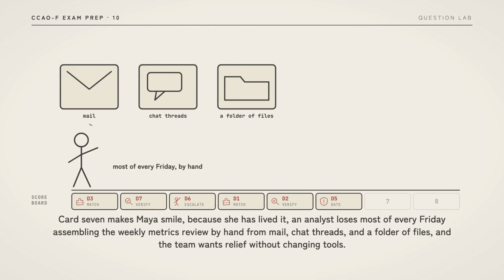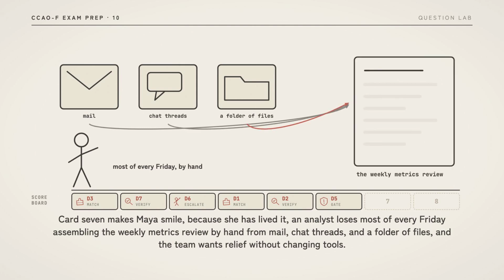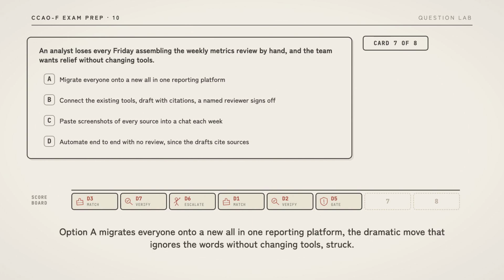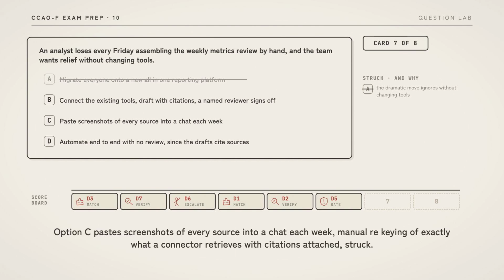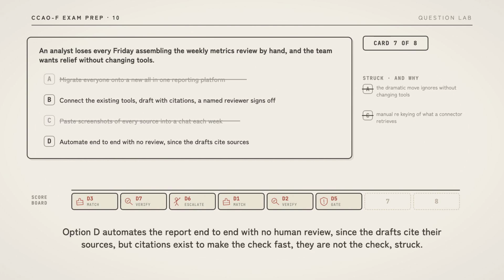Card 7 makes Maya smile because she has lived it. An analyst loses most of every Friday assembling the weekly metrics review by hand from mail, chat threads, and a folder of files, and the team wants relief without changing tools. Option A migrates everyone onto a new all-in-one reporting platform, the dramatic move that ignores the words without changing tools. Struck. Option C pastes screenshots of every source into a chat each week, manual rekeying of exactly what a connector retrieves with citations attached. Struck. Option D automates the report end-to-end with no human review, since the drafts cite their sources, but citations exist to make the check fast. They are not the check.